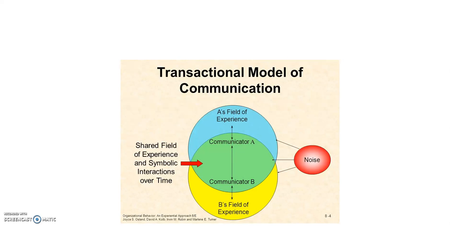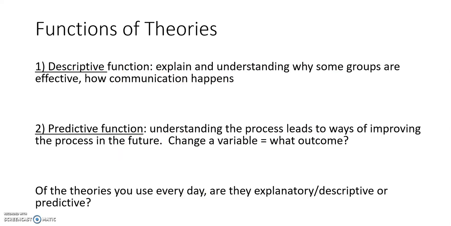All right, so all three of those are theories that try to describe how communication happens, which is the first function of theory. A descriptive theory explains and helps us understand why. Those are the examples I had on the earlier slide. It tries to describe and explain why communication happens, or how, right? Descriptive is how and why.